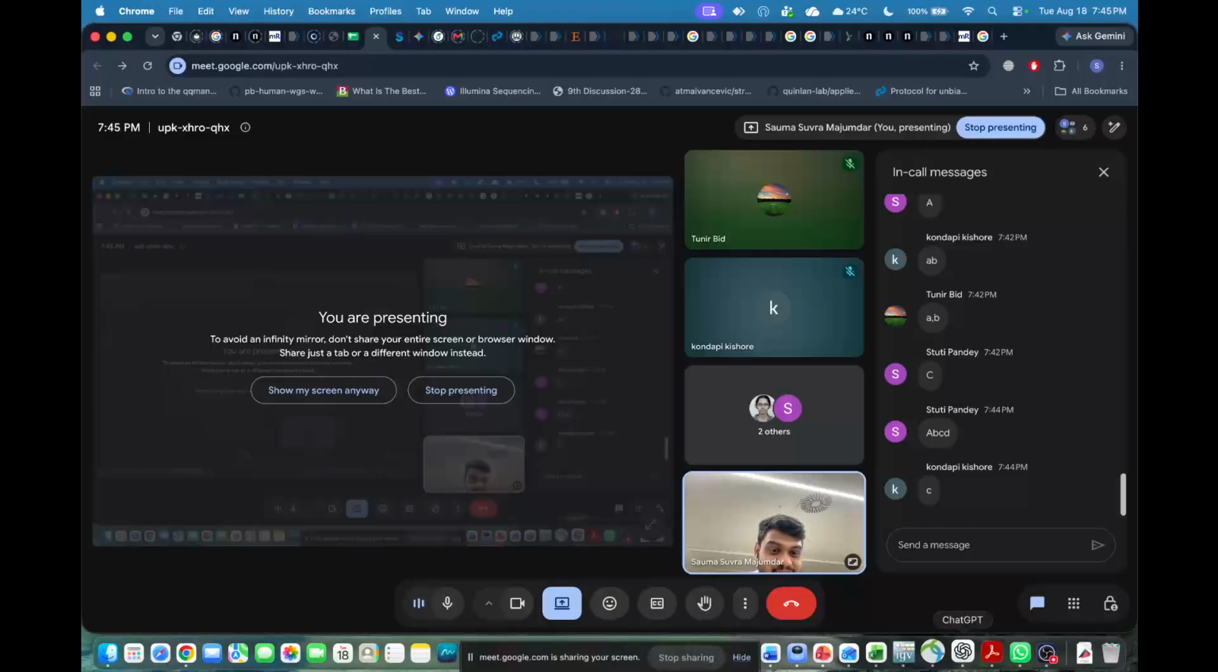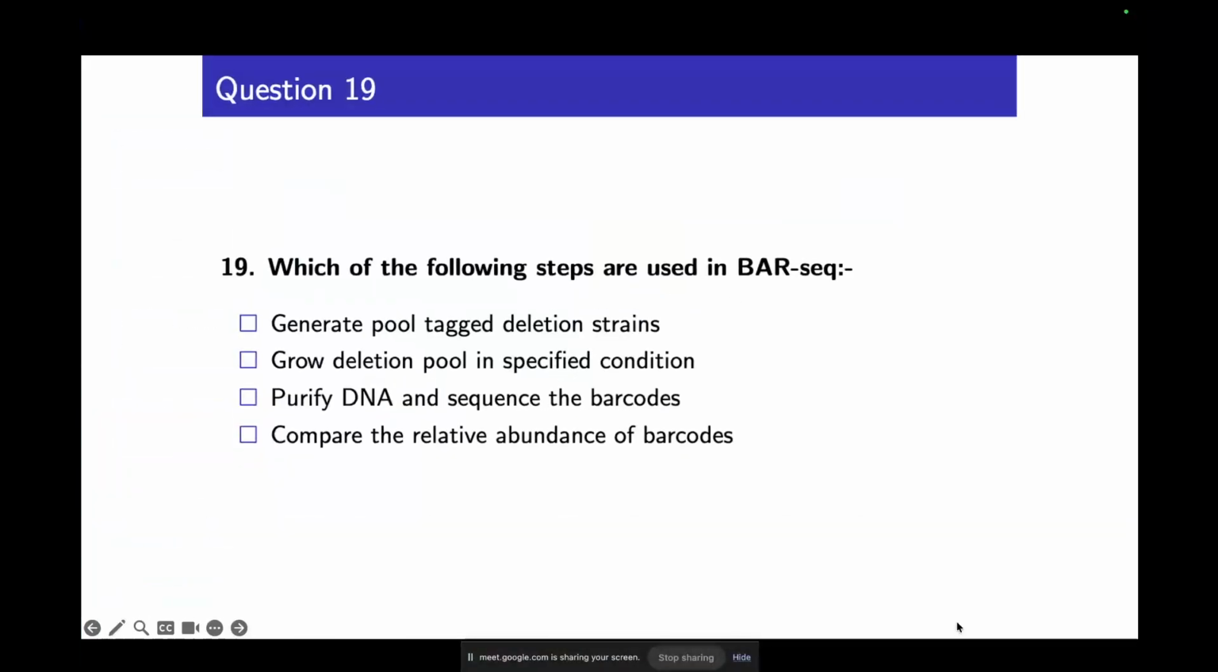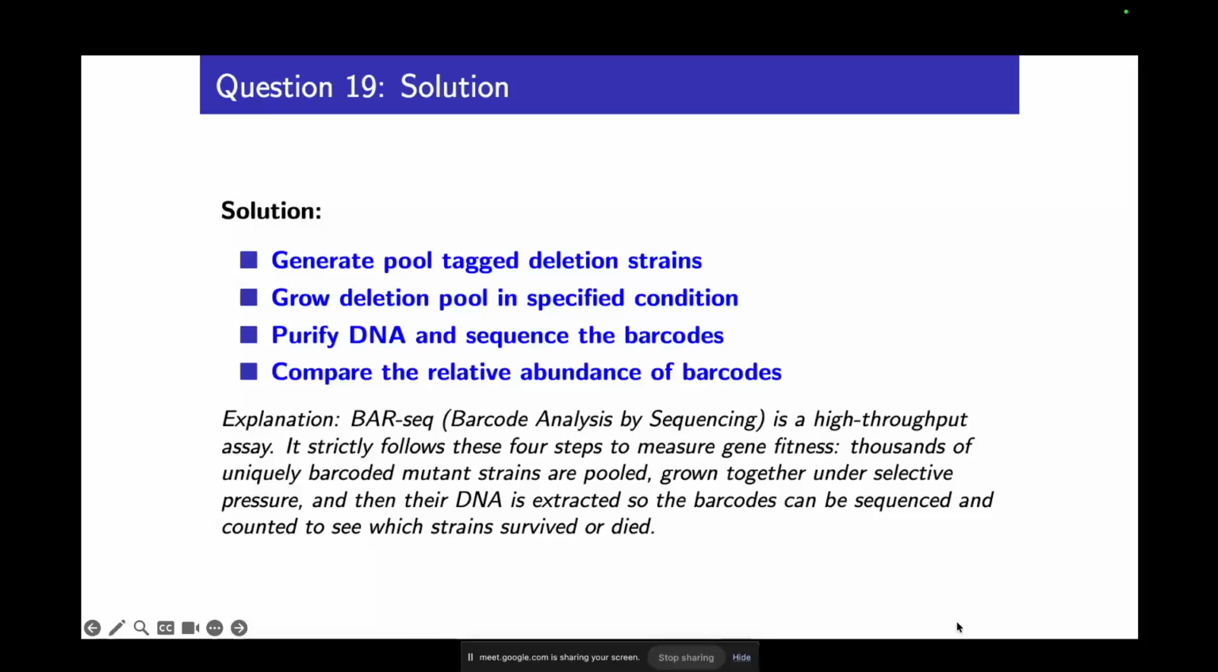Yeah. The answer is all of them are correct. So it generates pooled tagged deletion strains. It grows the deletion pool in specified conditions. Then it purifies DNA and sequences the barcodes, and then it computes the average abundance of these barcodes across these pools. So all of them are correct. And Bar-seq stands for barcode analysis by sequencing. So yeah, we have not discussed it in our session, but it is discussed in the recorded lectures. So yeah, you should know this.